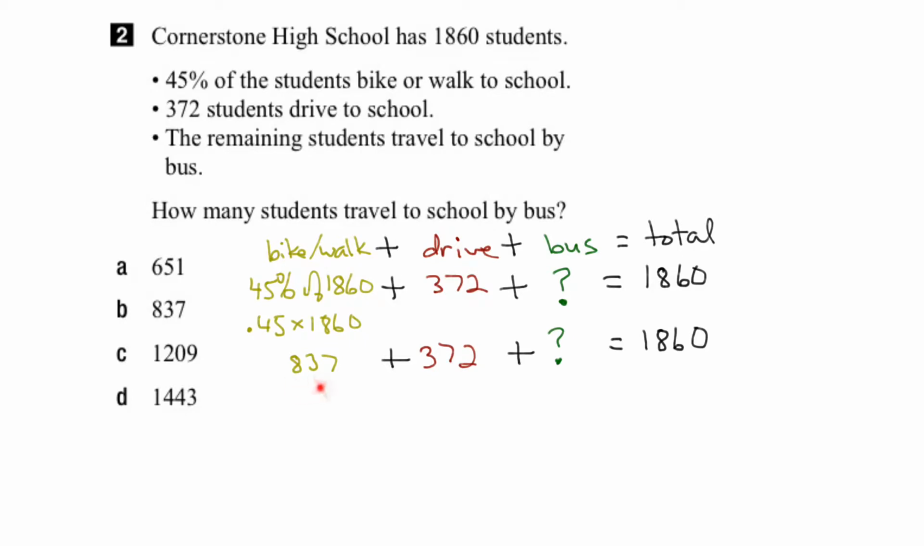So now we can just add the number of students that bike or walk or drive, and we end up with 1,209. And again, we can fill in the rest of the information.